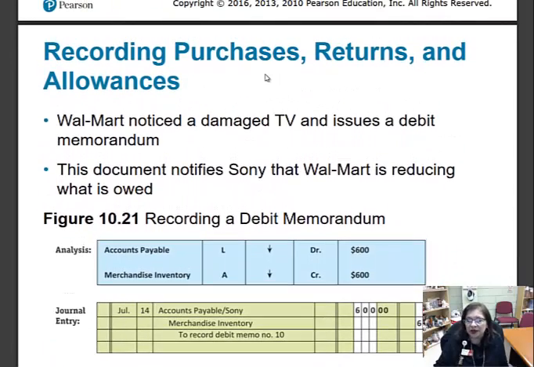When we're recording purchases and returns and allowances, remember, if there was stuff that we're sending back because it was defective, then we debit Sony, decreasing the amount that we owe them, and also we must decrease the merchandise inventory as well, okay?